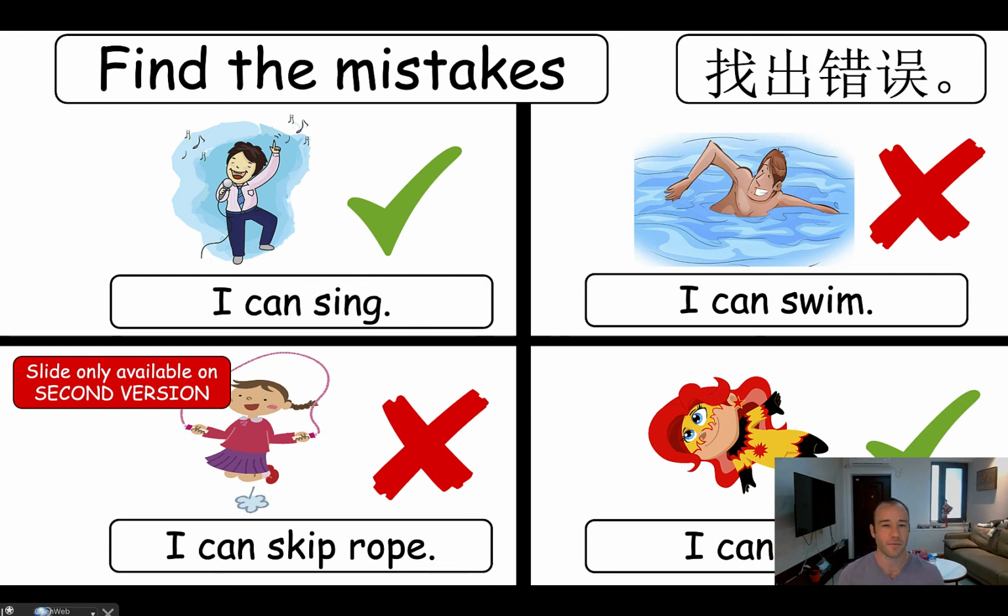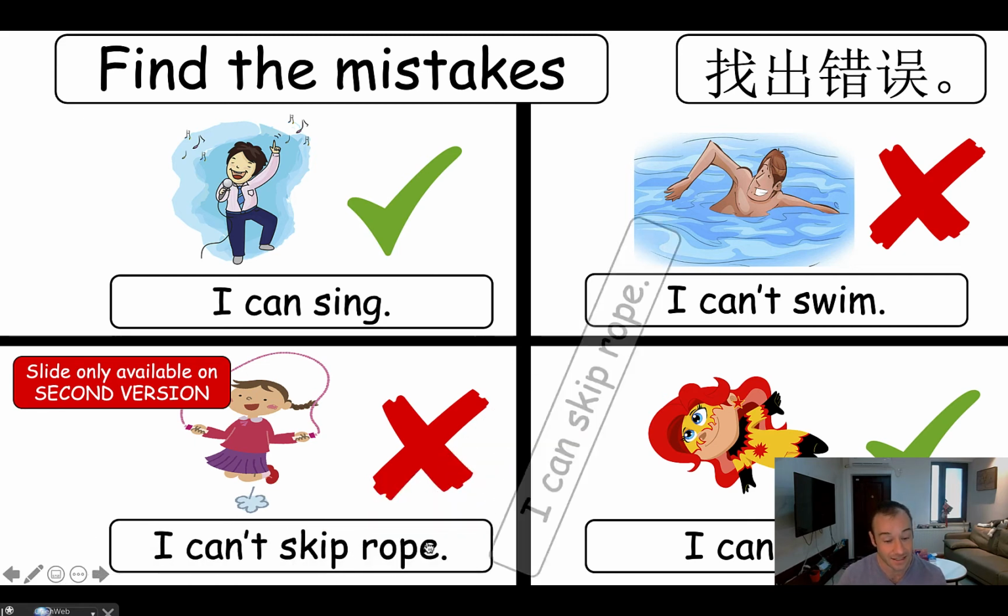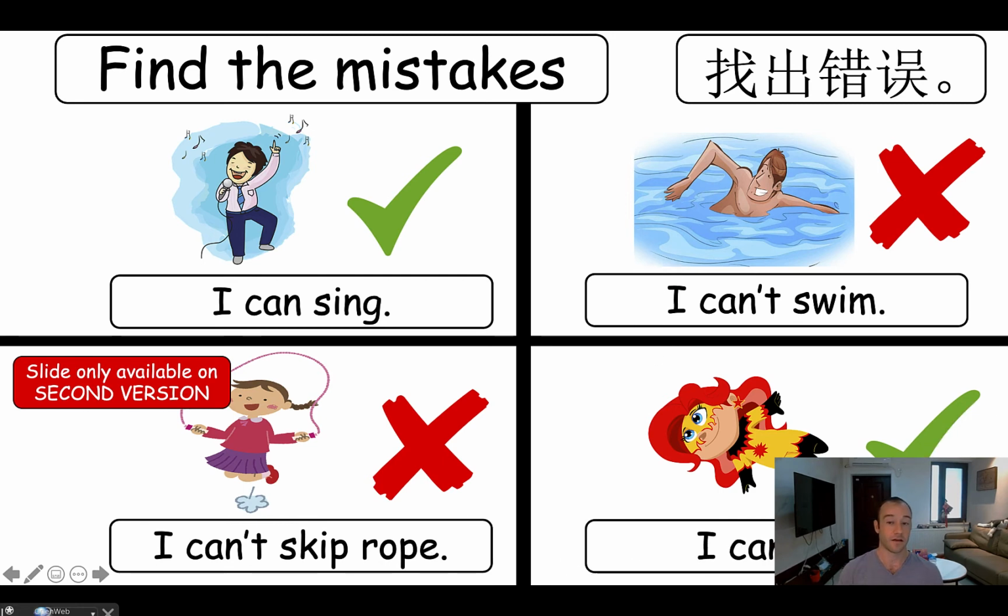So you can figure it out. Be like, which one is right? Which one is wrong? And then you can click on this and show them, oh, it should be I can't swim. Okay, and call on someone to come up and tell you which other ones are right or wrong. Okay, they should be able to figure out, this one should be I can't skip rope. I can fly. Okay, so they can see all the correct answers.